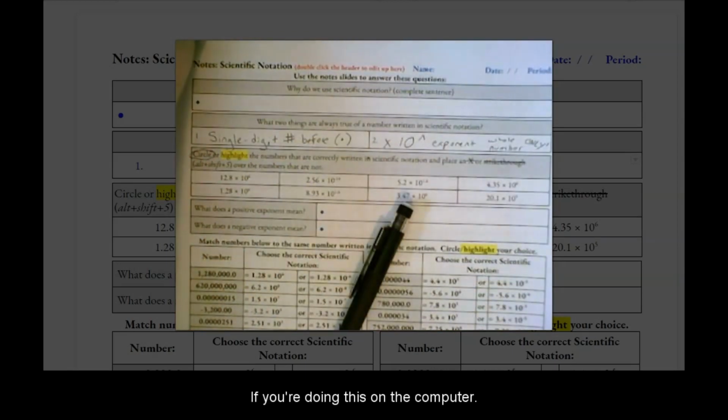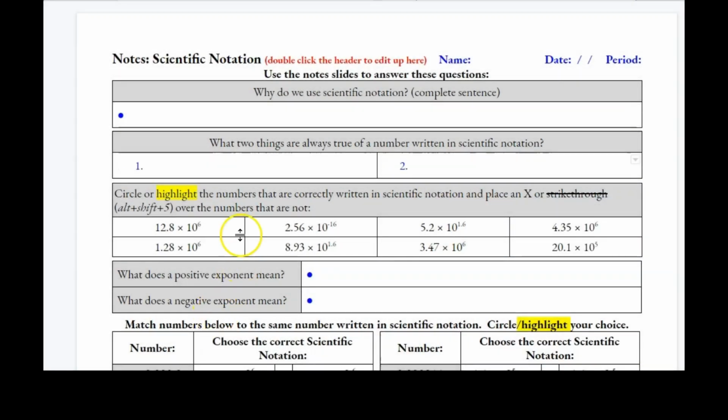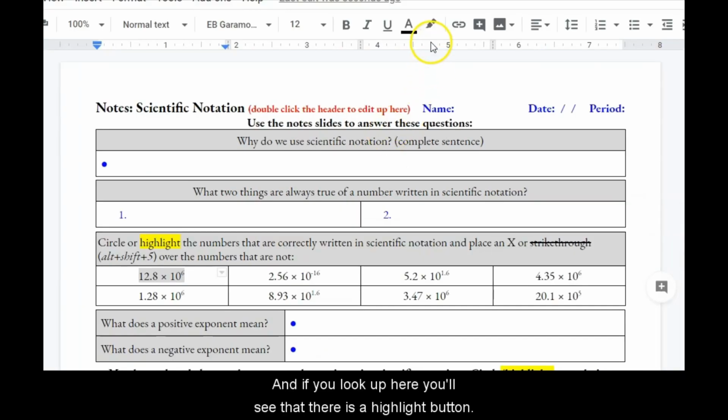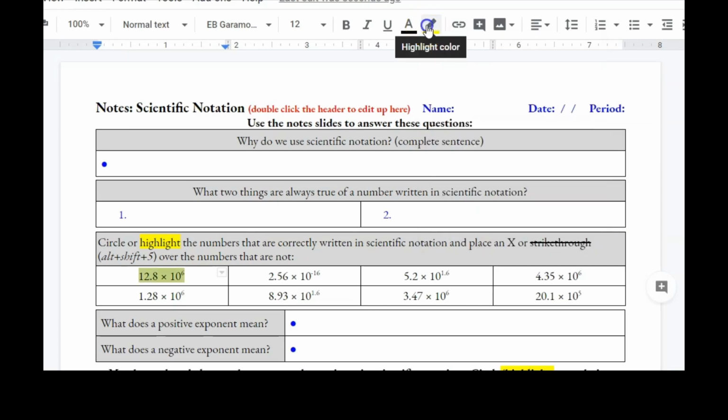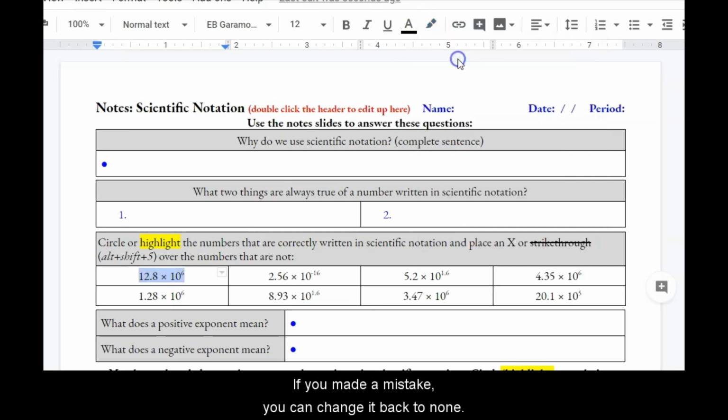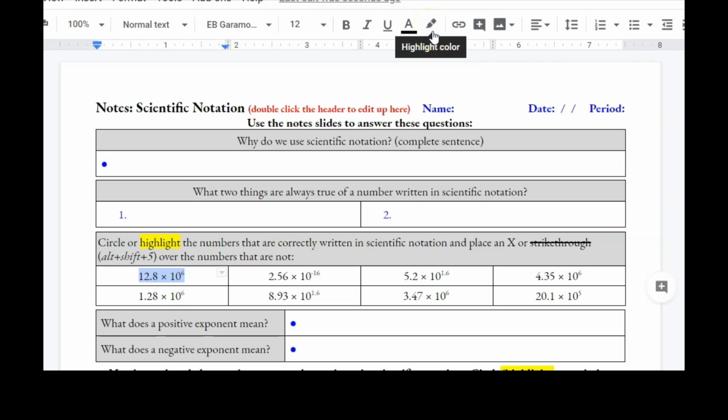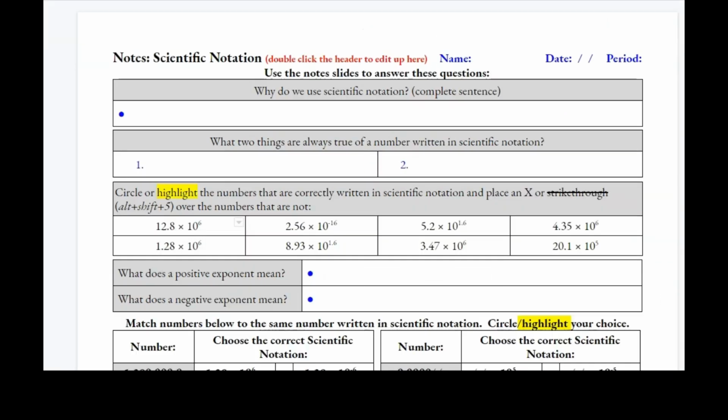If you're doing this on the computer, to highlight, all you do is select it with your mouse, and if you look up here, you'll see that there is a highlight button. I usually prefer yellow. If you made a mistake, you can change it back to none. So let's take a look at a couple of these to see which ones are correct.